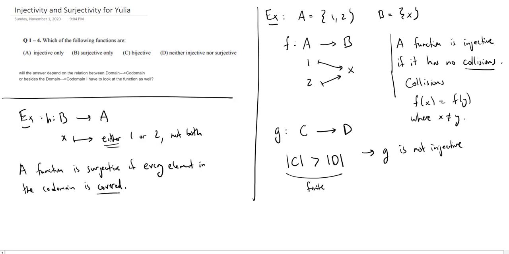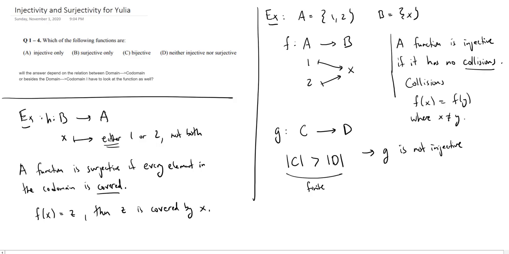All right, so what does covered mean, right? So if you have, say, f of x equals z, then z is covered, we can spell that, covered by x. All right, so we need every element in the codomain to be covered by something.